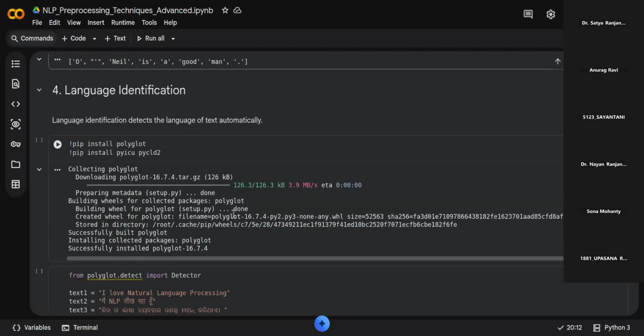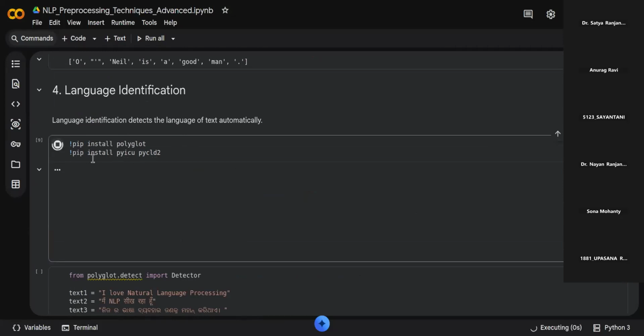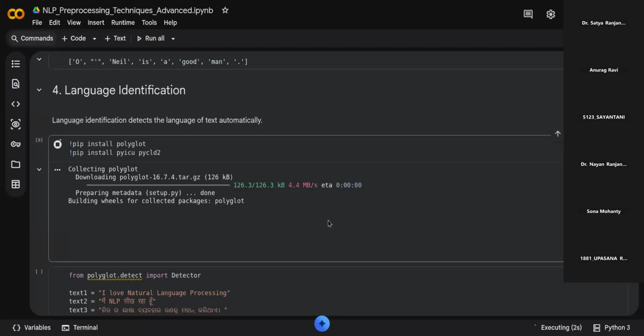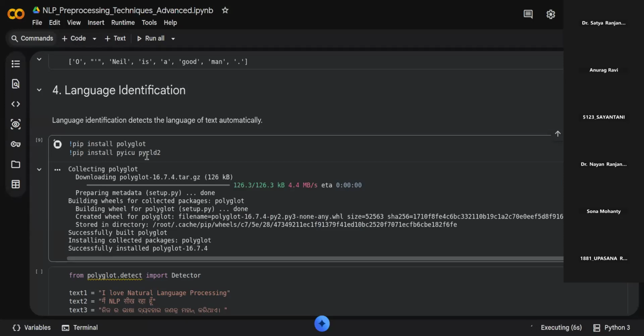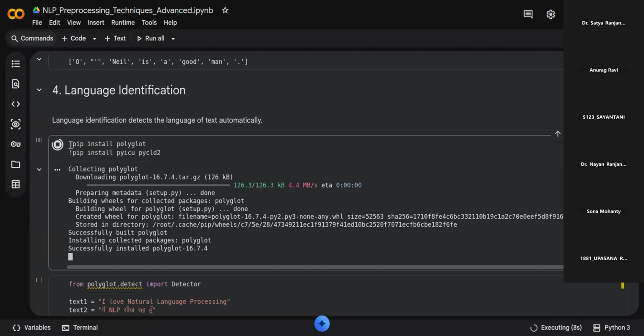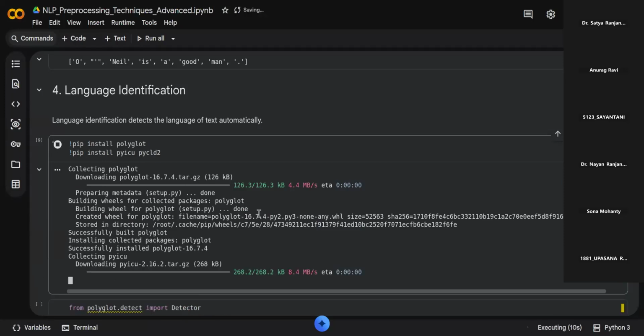Now come to language identification. Today's topic, what we discussed first, is language identification. For language identification, we have to use polyglot. If it is not there, you need to install it. Not only polyglot, along with that you have to install PyICU and PyCLD2. So these three things you need to install. How to install? pip install, and in a notebook you have to give an exclamation mark before pip.